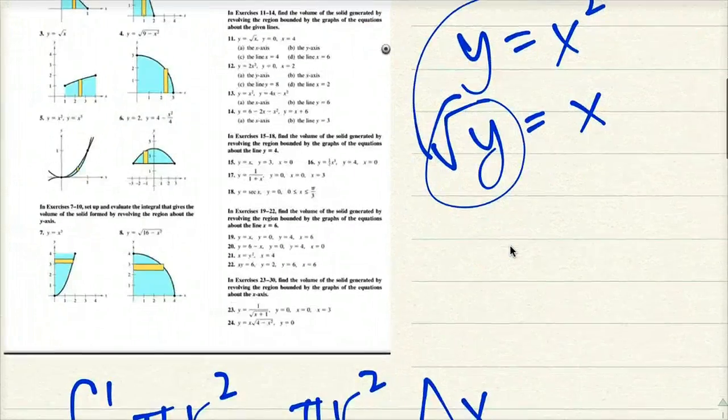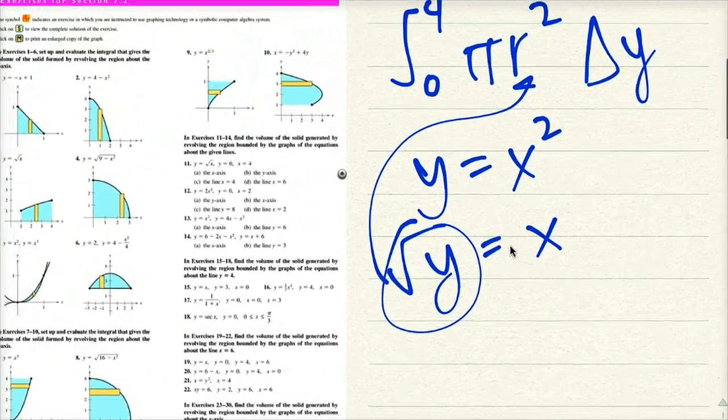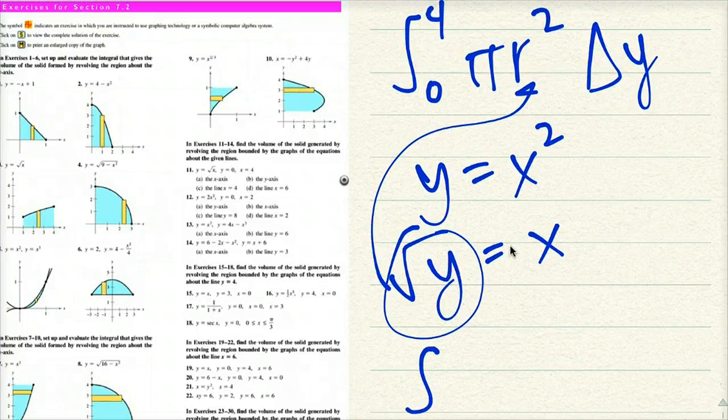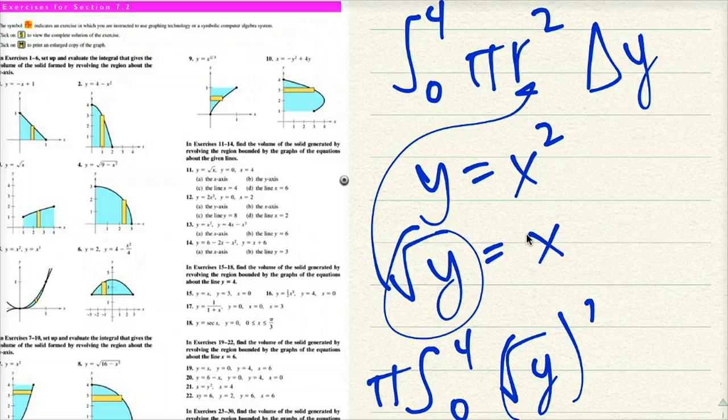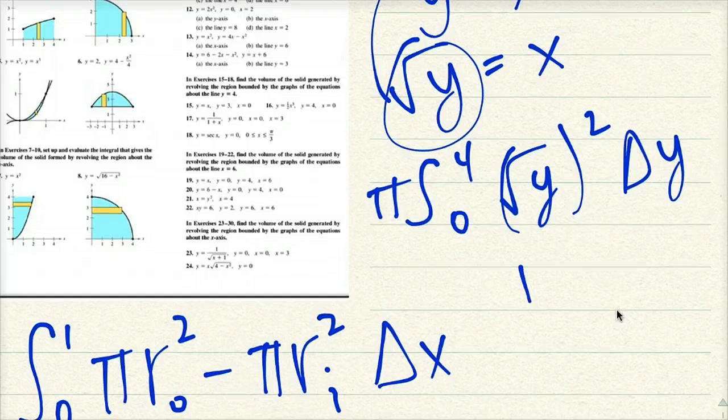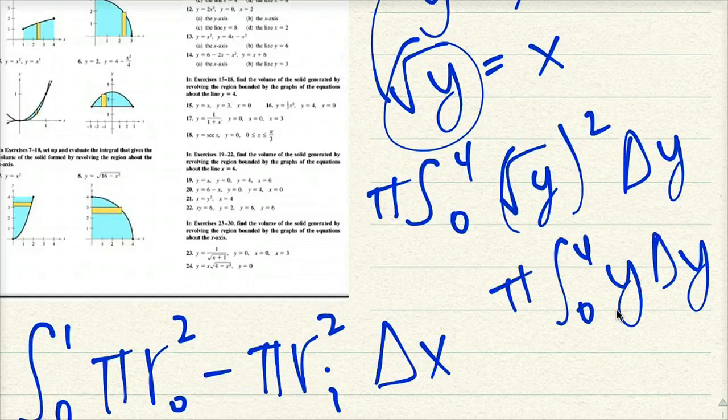Okay? So my new question will be the antiderivative from 0 to 4. I'll move the pi to the outside, and then I'm going to get the square root of y squared, delta y. And you may know the square root of y squared is just y. So what I'm going to do is go out to Wolfram Alpha. Again, it's pi, integral from 0 to 4 of y delta y. So I'll go into Wolfram Alpha and figure this out.